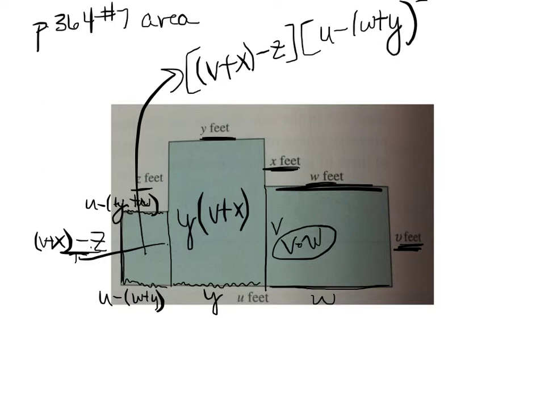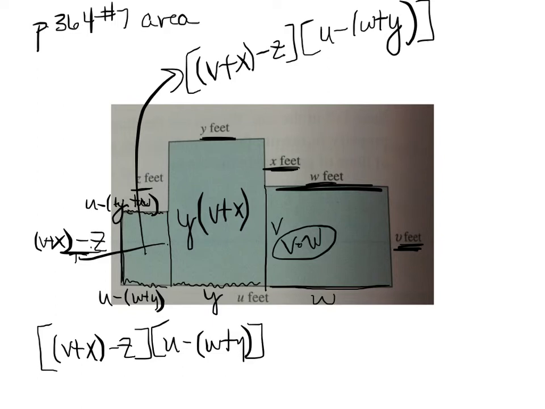And the area of them all together, all we'd have to do is add those 3 rectangle areas. So I'll write at the very bottom, V plus X minus Z times the quantity U minus the quantity W plus Y, plus Y times the quantity V plus X, plus VW. Okay, so that is one expression. You can obviously do more than one expression if you were to break it up or look at it in a different way.